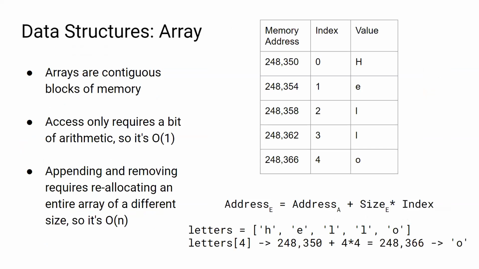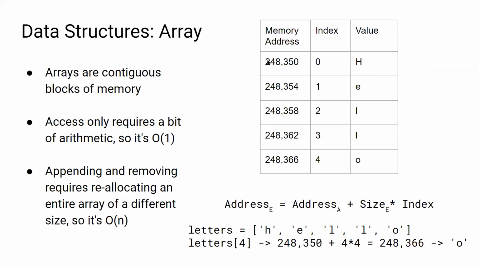So an array is basically a continuous block of memory. You don't really have access to arrays directly in Python, so we'll just have to use our imagination a little bit. But access only requires a bit of arithmetic, so it's O(1). If you ever use C and C++, you're well aware of the arithmetic involved in accessing the element of an array.